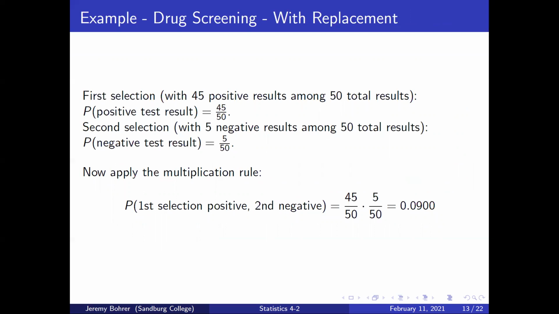So now this is the example with replacement. The first selection, with 45 positive test results among 50 total results, the probability of a positive test result is 45 out of 50. And the second selection, with 5 negative results among 50 total results, the probability of a negative test result is 5 out of 50. Now we apply the multiplication rule. The probability that the first selection is positive and the second is negative is equal to 45 over 50 times 5 over 50, which is 0.09, or 9/100ths.